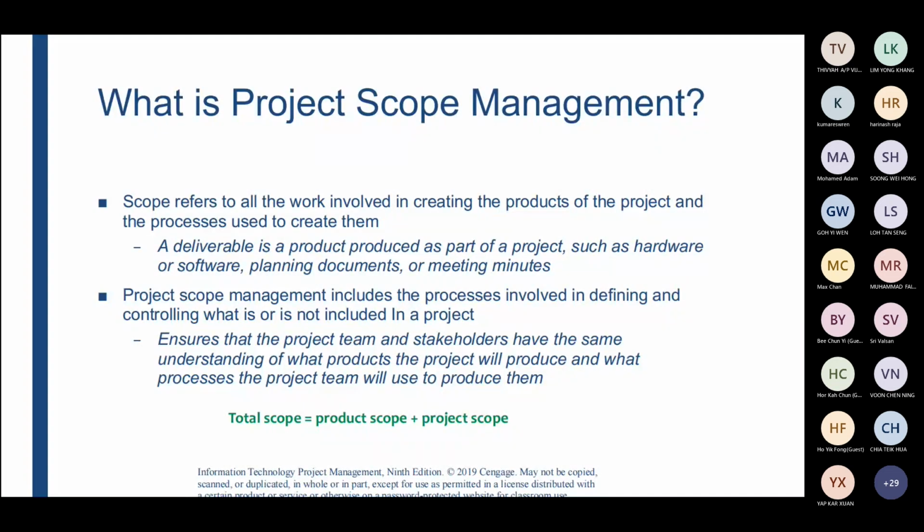So make it very clear. I hope all of you will be very clear on these details. What product are you planning to produce, what activities or projects will produce what, and what processes the project team will use to produce them. That is very important. Even if you miss one process, you're going to have an incomplete product.